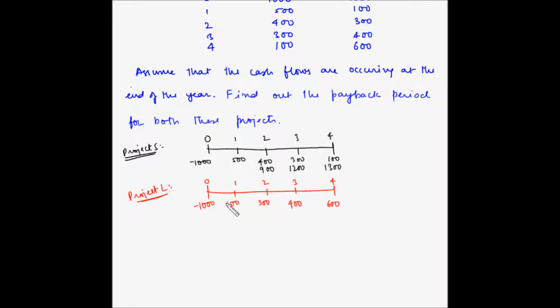Same way for project L. At the end of second year, we'll have 100 plus 300, which is 400 rupees. At the end of third year, we'll have 400 plus 400, which is 800 rupees. At the end of the fourth year, we'll have 800 plus 600, which is 1400 rupees.